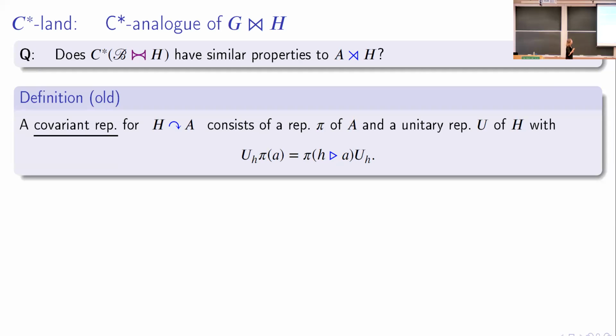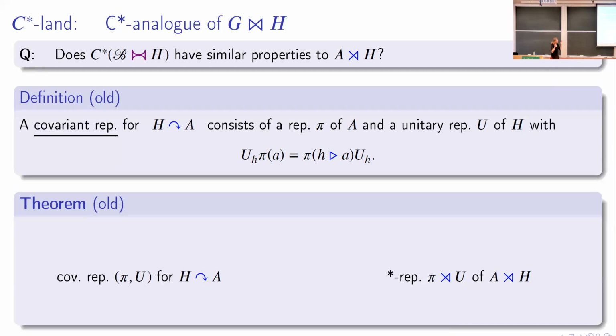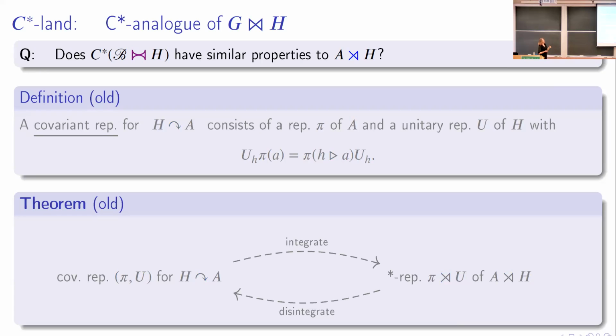Right? And then an old theorem is that the covariant representation of the dynamical system can be integrated to star representations of the cross product. And actually, maybe more interestingly, representations of the cross product can be disintegrated to covariant representations. You've seen me do this a few times. I'm going to take a step back and try to do the exact same thing for my Zappa-Zep product.